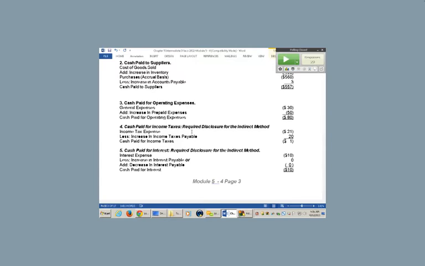So just like the dividends, if you don't see interest payable, it means that all the interest had to be paid. So your interest paid is going to be 10.